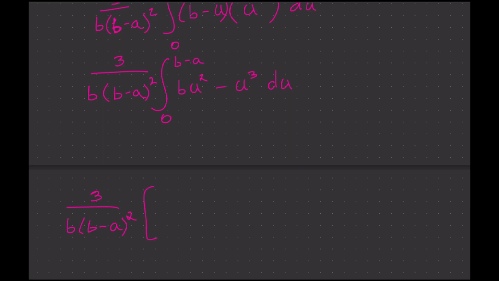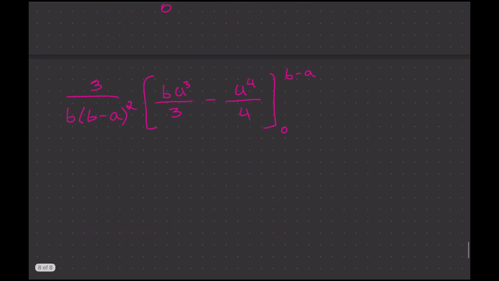Okay, big bracket. And now we have b. This becomes u cubed over 3 minus u to the 4th power over 4. We close this. The upper bound is b minus a. The lower bound is 0. We are ready to integrate for realsies. (b − a)² times 3.